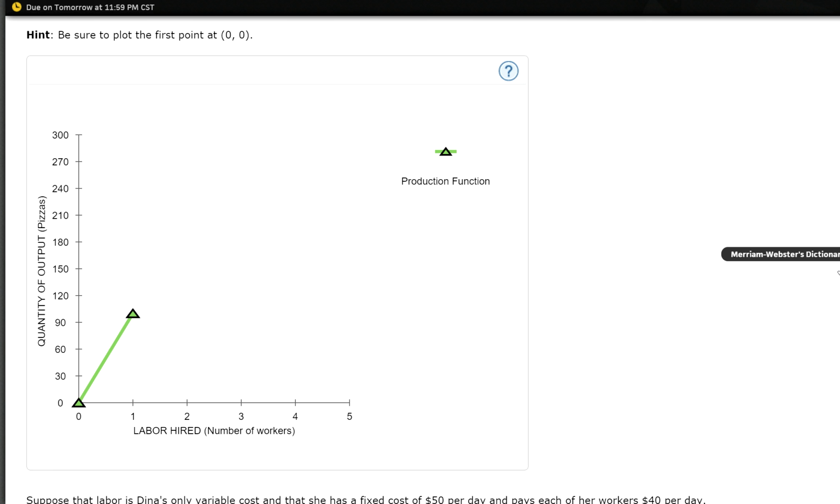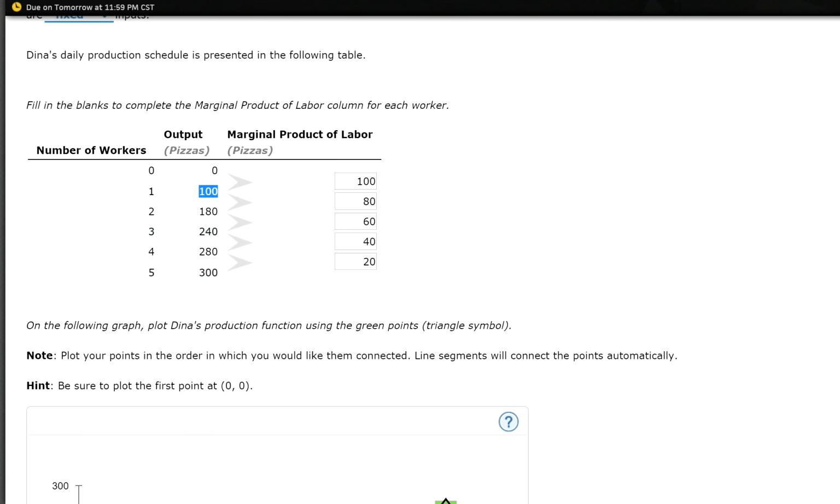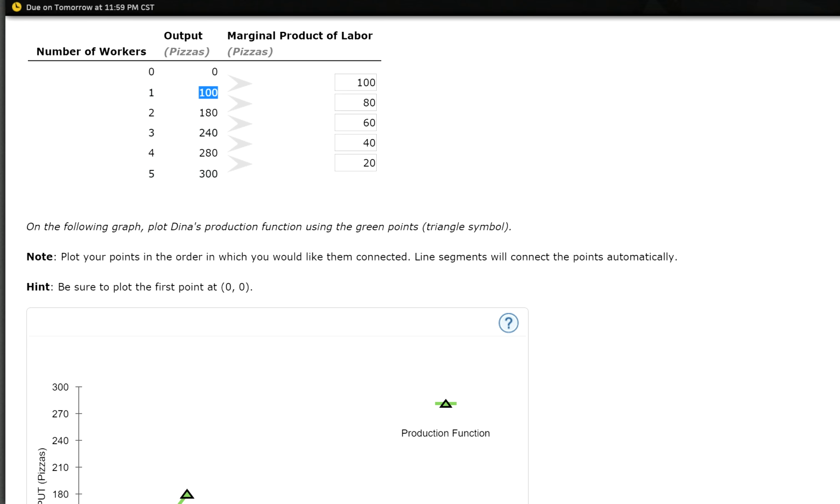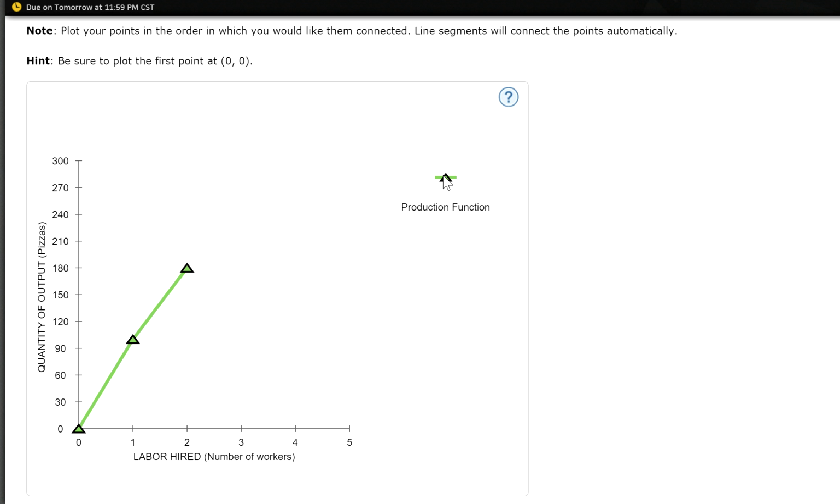Right there. Now the second worker is going to be 180. So that's your total output at 180. The third worker has 240. So 240, 280, and 300. So that's your production function.